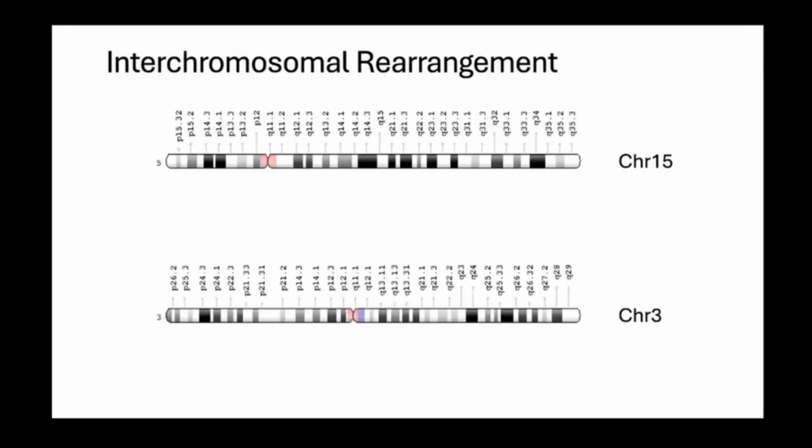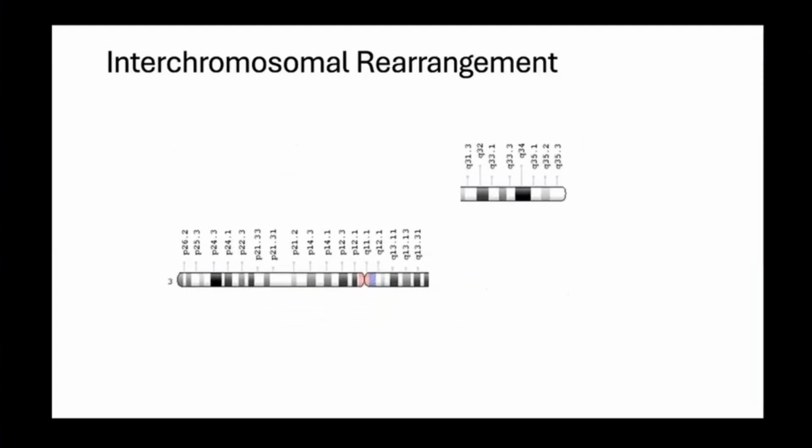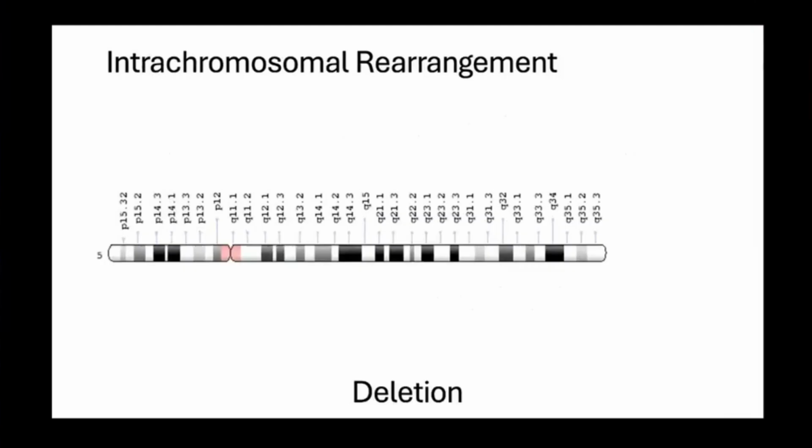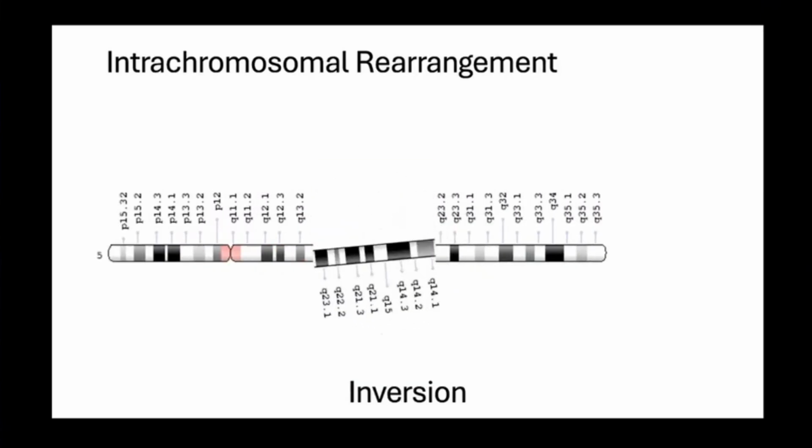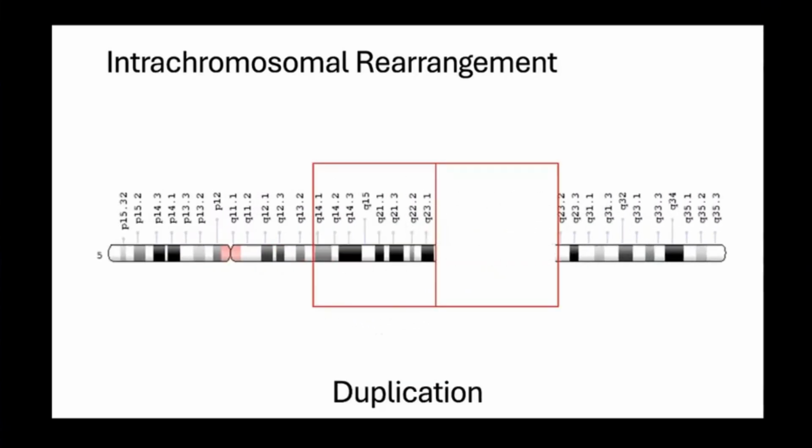Rearrangements may involve breakage and reconnection of DNA in a lot of different possible ways. So they may be interchromosomal, where two chromosomes break and are brought together, or they may be intrachromosomal. If they're intrachromosomal, they might be a deletion like this, or an inversion where a piece is switched around like this, or even a duplication like this.